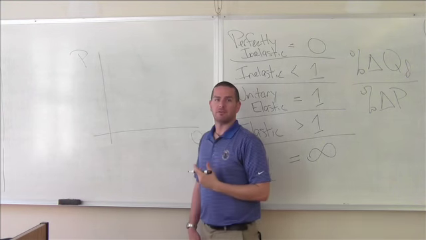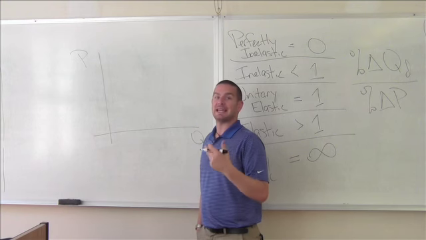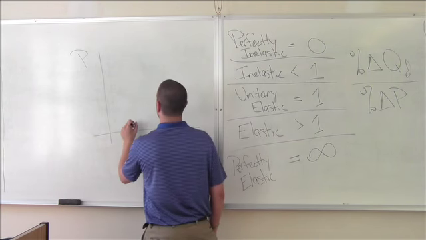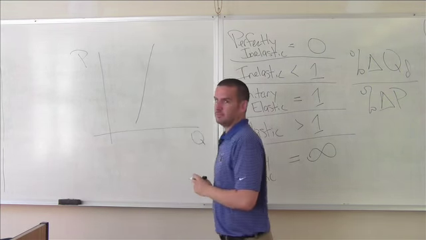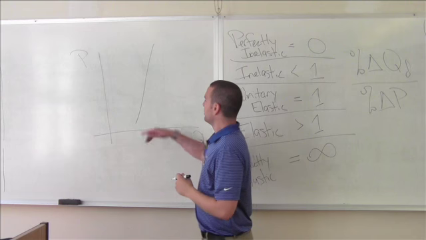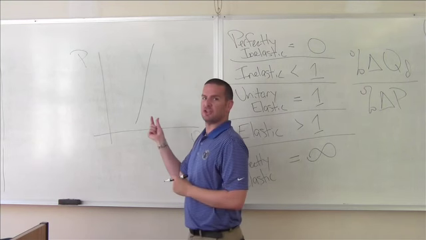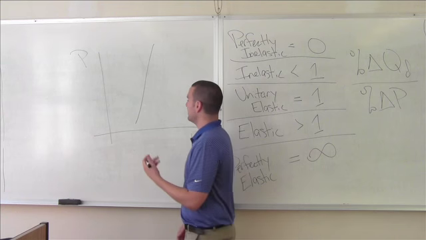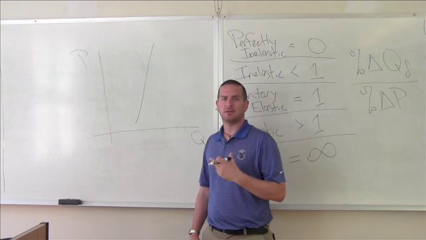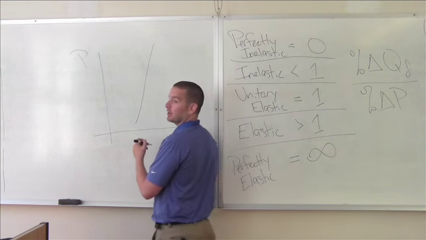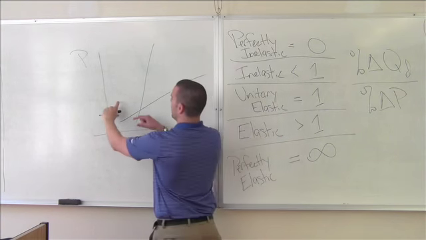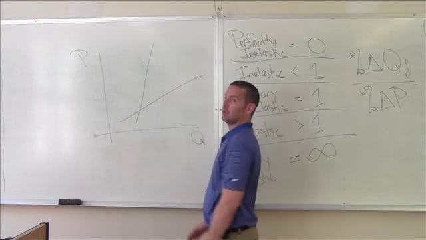But if you had a supply curve that was inelastic, it would be shaped like that. Okay? It would be very, very upward sloping. Large change in price, small change in quantity. On the other hand, if you had a supply that was elastic, then you would have a supply curve shaped like this. Small change in price, large change in quantity.